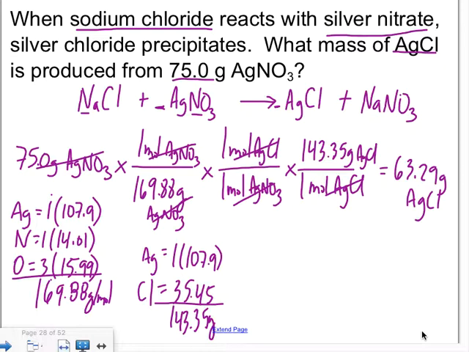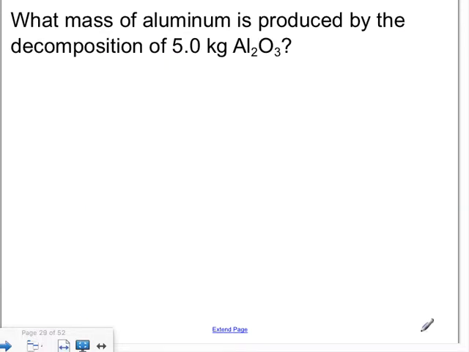All right, one more problem. What mass of aluminum is produced by the decomposition of 5 kilograms of Al2O3? Oh boy. All right, so decomposition of Al2O3. So I got to write my chemical equation. Al2O3. Decomposition means it's going to break down into its parts. So I have AB, arrow, breaks down into A plus B. So it breaks down into Al plus O.